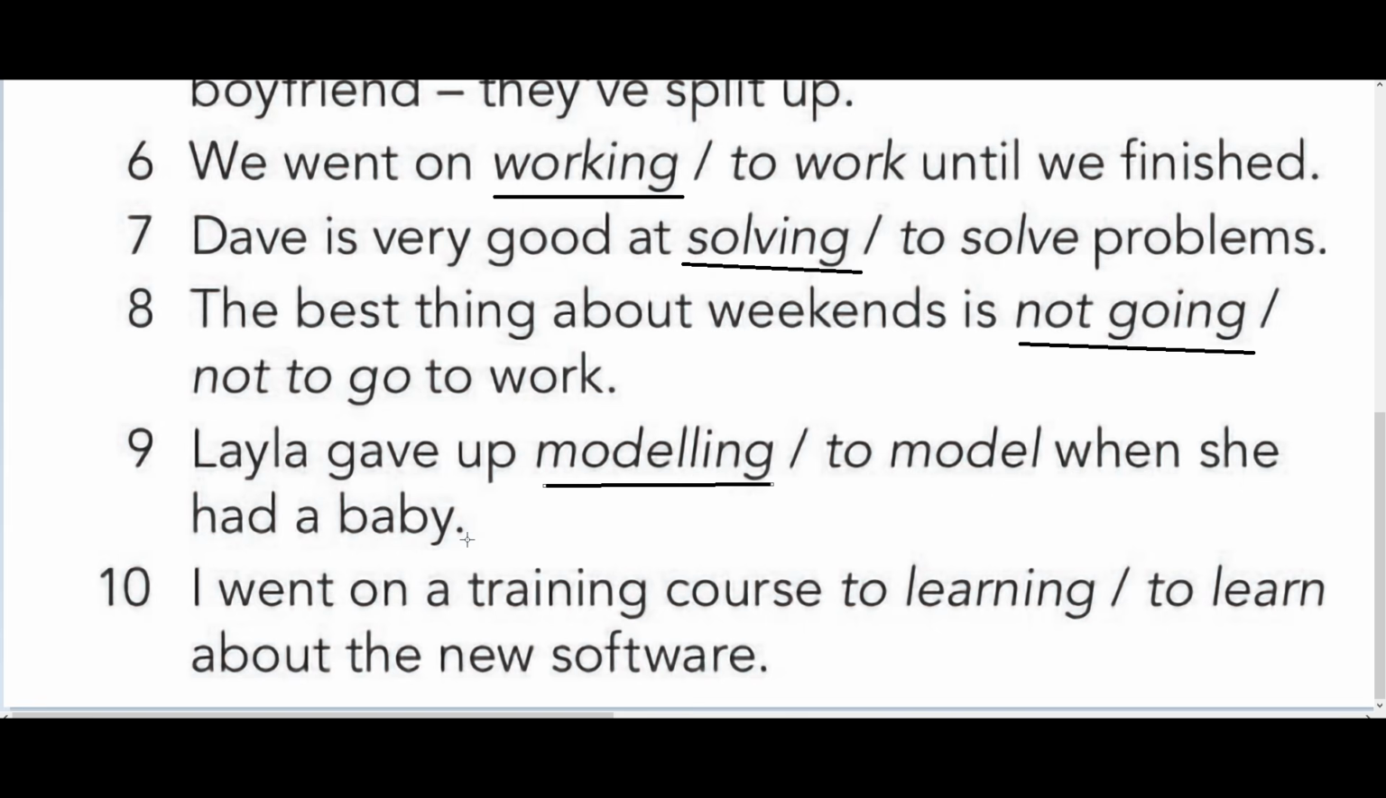When she had a baby. I went on a training course. To what? So what is the purpose? Why? In this case, we use to plus infinitive to say why. I went on a training course to... okay, to learn. Here it was a tricky one because it's like and to and gerund together. It's not correct at all. So I went on a training course to learn about the new software.